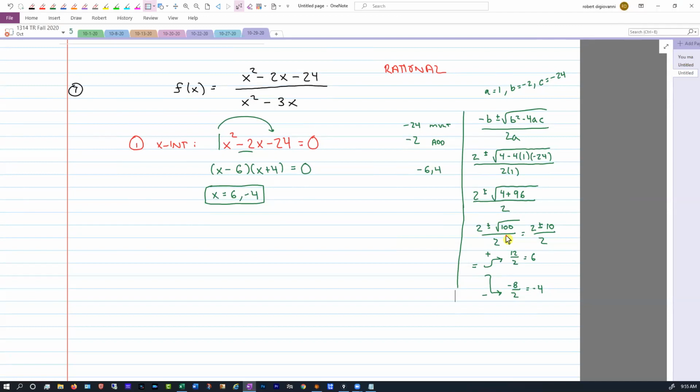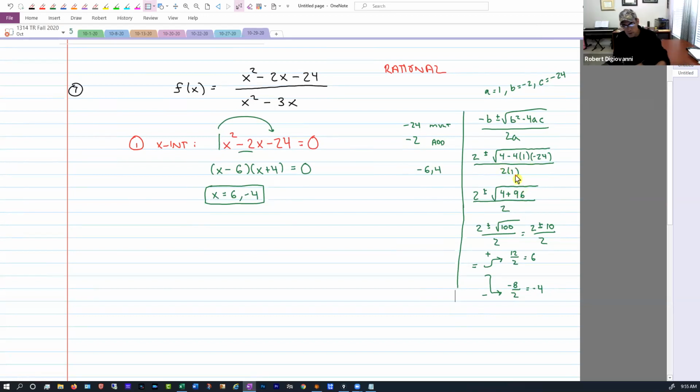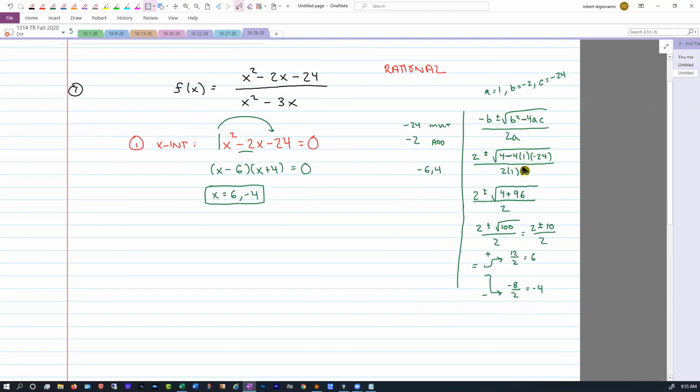Does that say 4 times 4 on the second step? Right here? Yes, that's a minus because the formula is a minus. Is that your question?